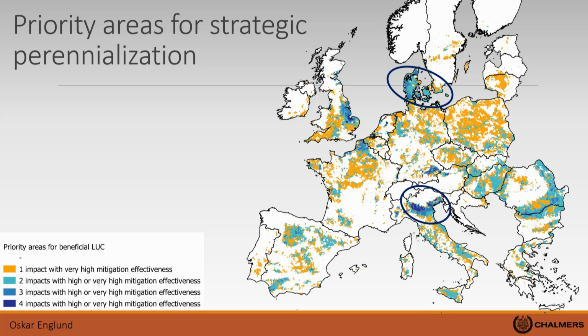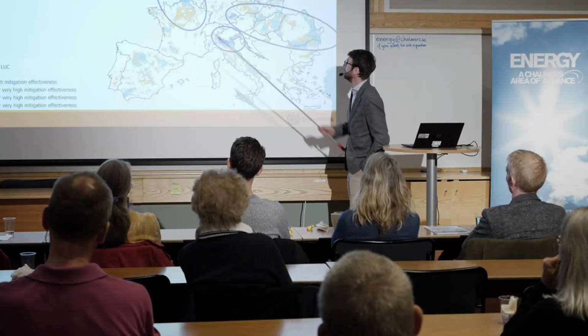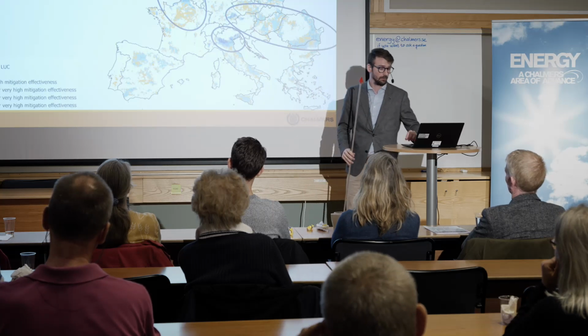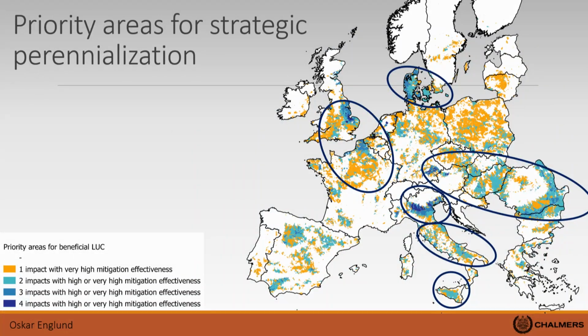Again, Denmark is an entire hotspot for strategic perennialization, as well as the Po Valley in Italy. We also see Western UK, Northern France, and large parts of Eastern Europe as well, and the whole Danube region. Large parts of Italy outside the Po Valley, as well as northern, central, and southern Spain, and Germany and Poland. So maybe I just highlighted that it's scattered across Europe here. Maybe I should have limited this.